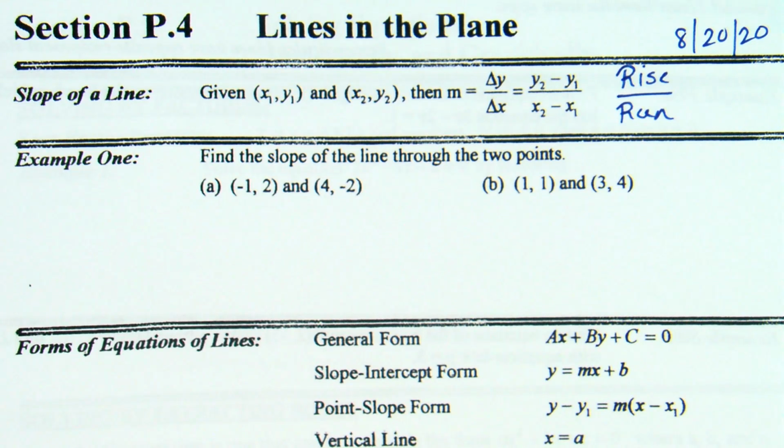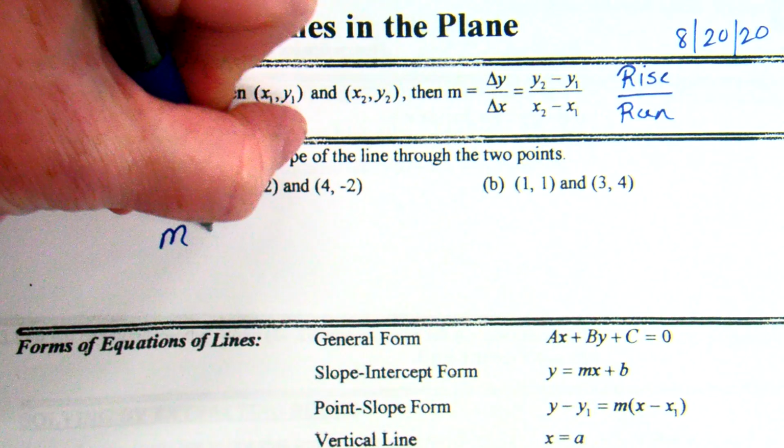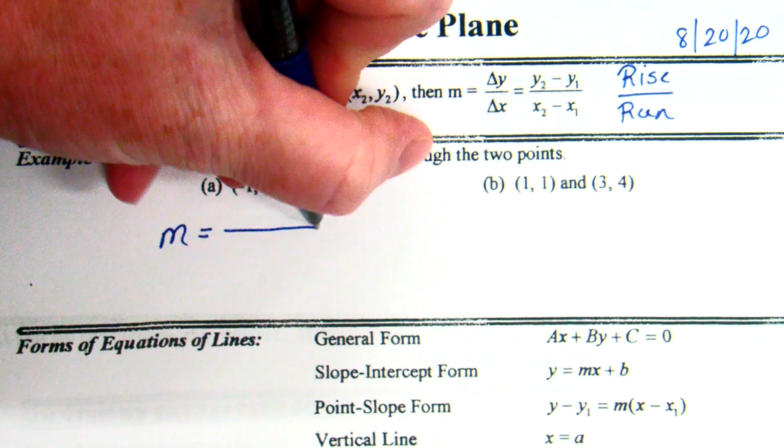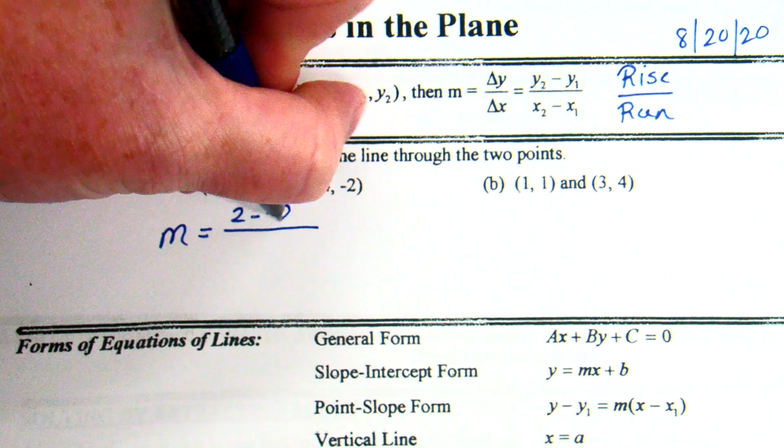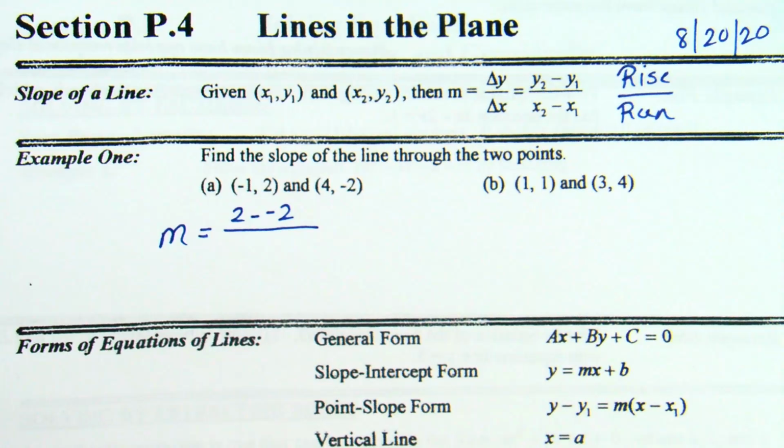So, example 1, find the slope of the line that goes through the points (-1, 2) and (4, -2). Well, set this up for me. And remember, what letter represents slope? The lowercase m represents slope. So, what do you want to do on top of this slope? Okay, she says 2 minus -2. I'm okay with that. If Sadie tells us 2 minus -2, what must I do on bottom? -1 minus 4.